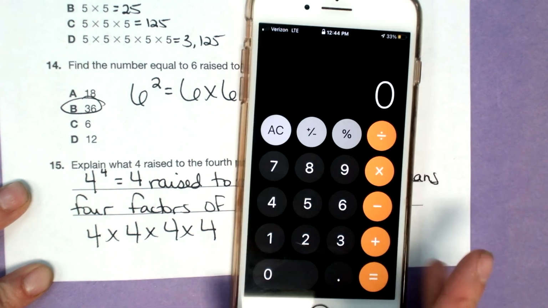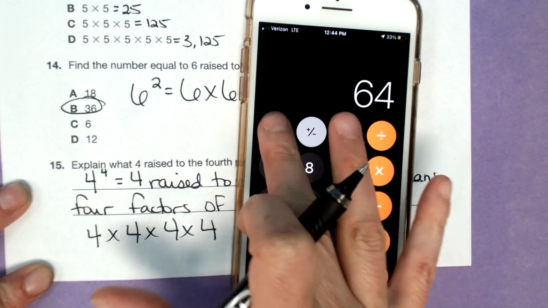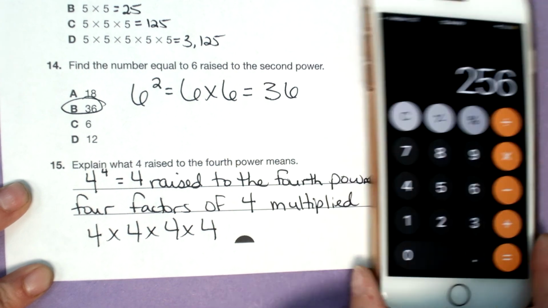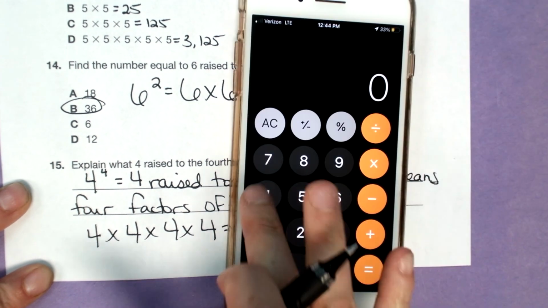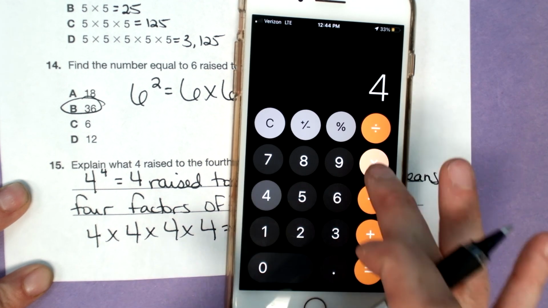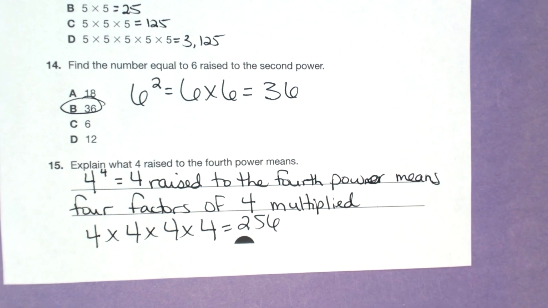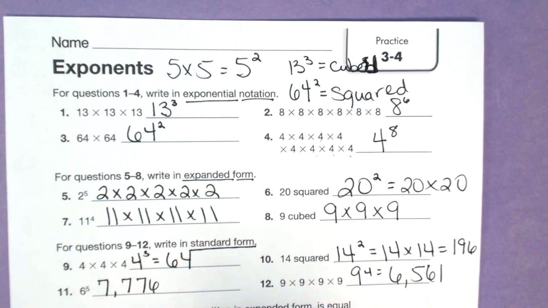And if I were to be super duper smart, I could come over here and even solve it, make sure it's right. 4 times 4 times 4 times 4 is 256. Check it one more time. 256. Okay. So this is 3-4 exponents of grade 5 Envision.